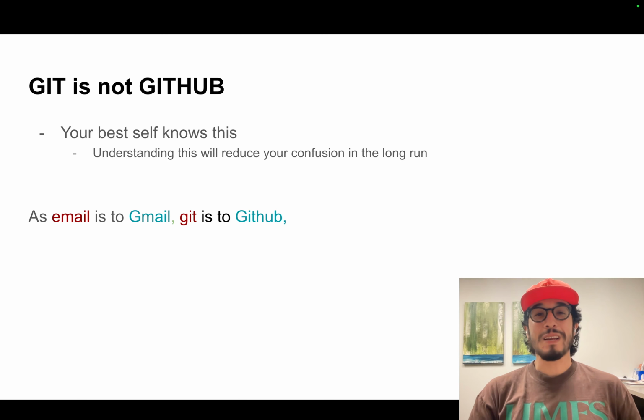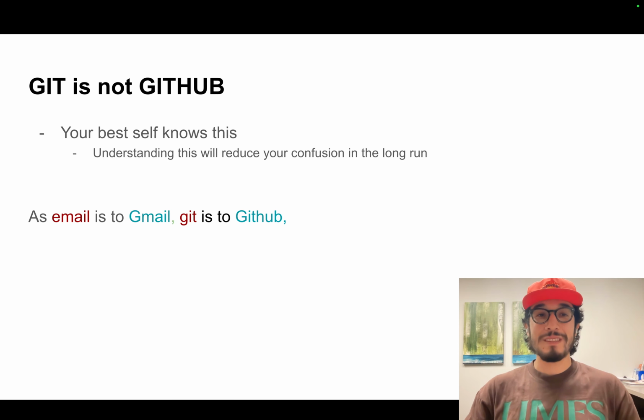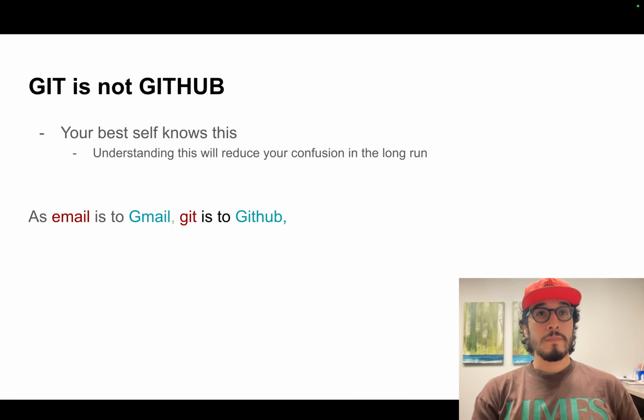Let me repeat that one more time. Git is not GitHub. Your best self knows this. So if you don't know this right now, you're not your best self. Your best self knows this. Git is not GitHub. The idea or the analogy would be that as email is to Gmail, Git is to GitHub.